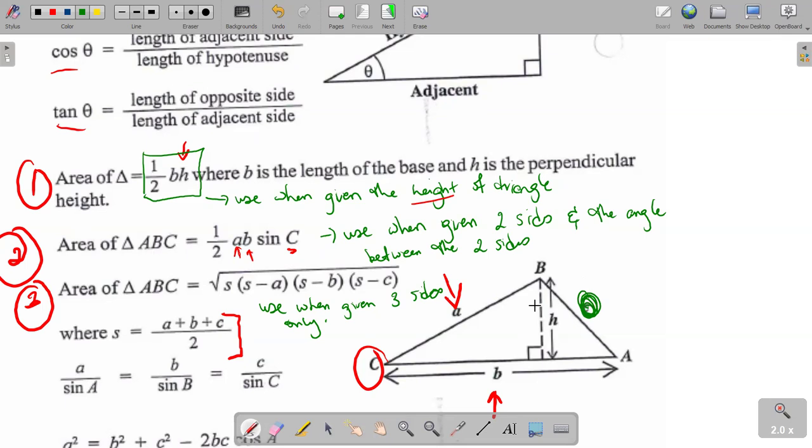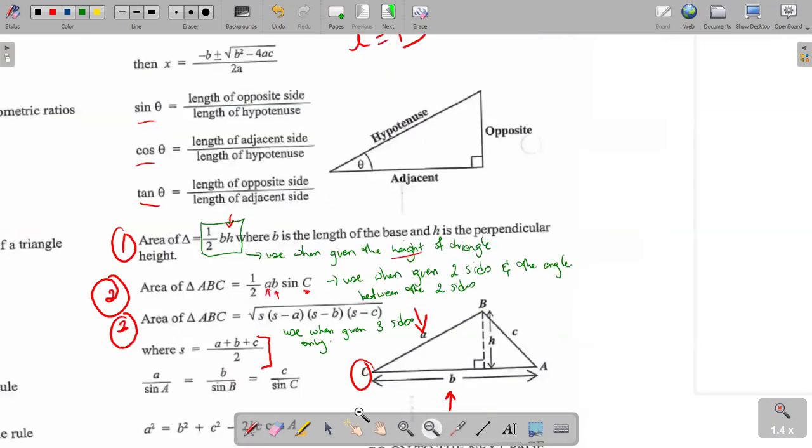Height must always be perpendicular from the base. Okay? All right. And then the last formula is used if they give you 3 sides of the triangle. That means no angle, no height. You only got the length of the 3 sides. That is when you use that formula there.